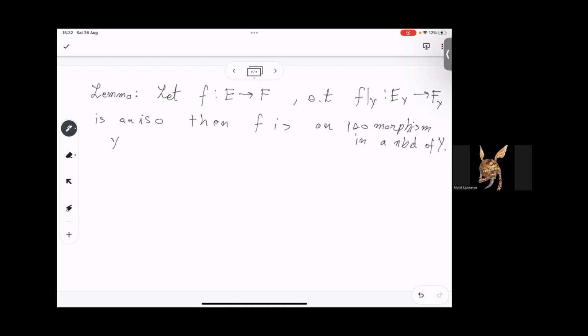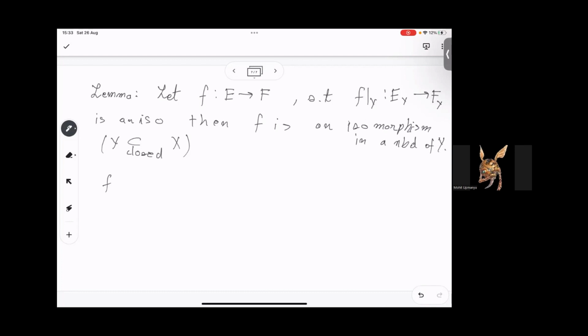Right, and again, the assumption here, which I have for some reason forgotten to mention, is that Y is closed in X. This need not always be the case, but for this one it is. For this and the next lemma also, this will be the assumption. So the proof is roughly just the following: the set of points at which it's an isomorphism is an open subset, and it's an open subset containing Y. So let me just write the proof.